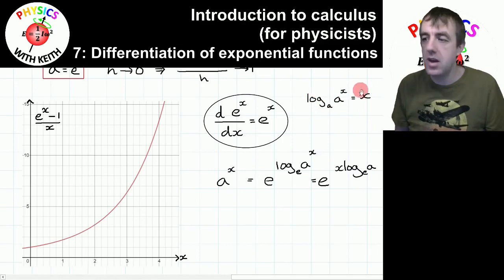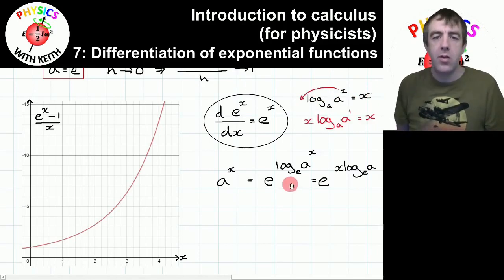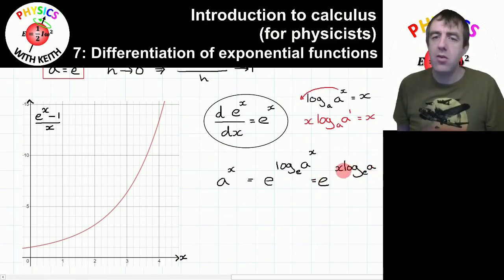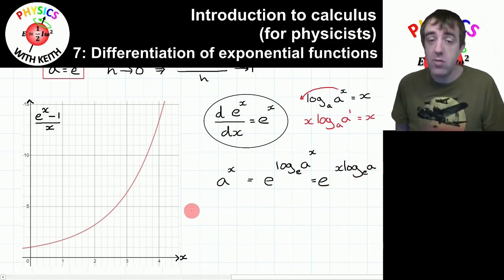From this figure here, you can see how that works. So what I've now got is e to the power of something. And I know how to differentiate that. But this means we have a function of a function. The first function here is x multiplied by the natural log of a. And the second function is it's all raised to the power of e. So we use the chain rule.